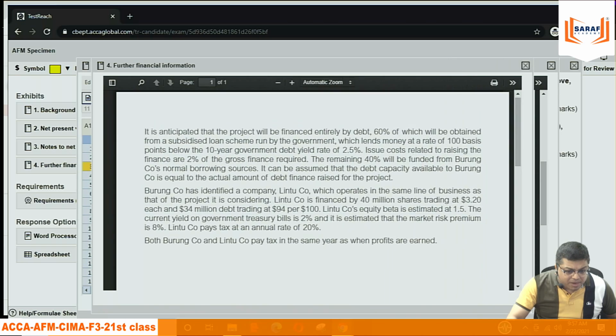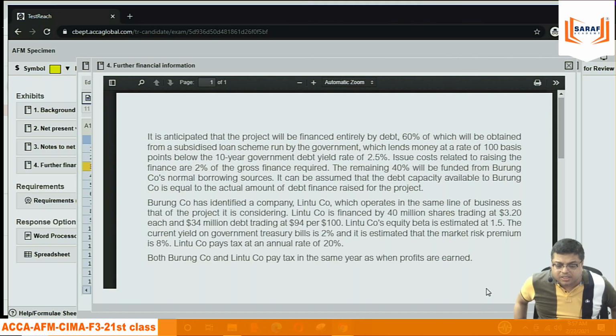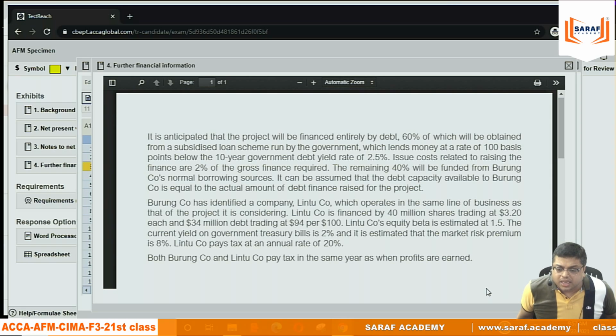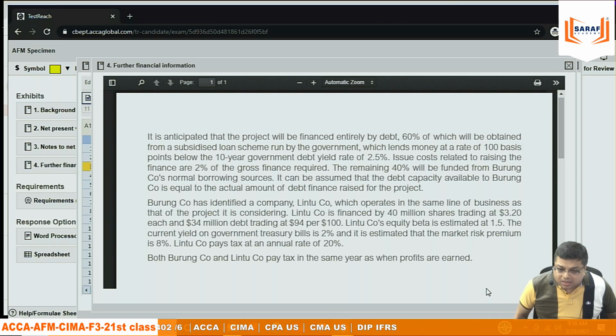Now for calculating APV, beta, and all that, maybe that is the last information. It is anticipated that the project will be financed entirely by debt, 60% of which will be obtained from a subsidized loan scheme run by the government, which lends money at the rate of 100 basis points below the 10-year government yield rate, 1% less, so 1.5%. Issue costs related to raising the finance are 2% of the gross finance required. Now again I need to do 2 by 98, because in the project I require that investment. So I have to do 2 by 98, and on that I have to work out tax and so on.